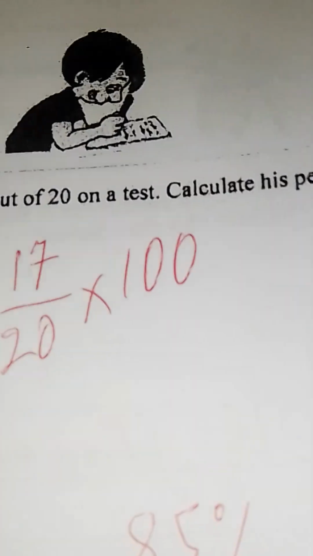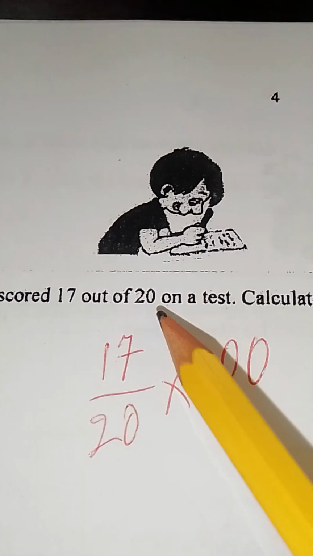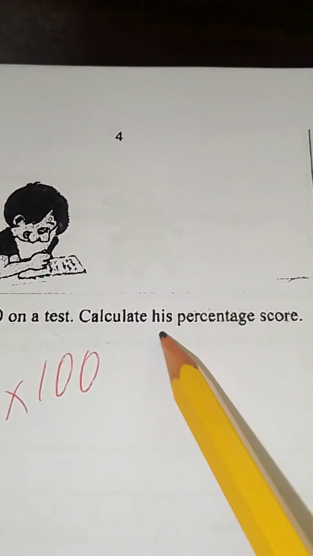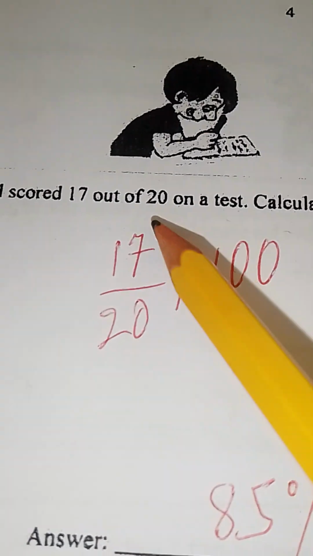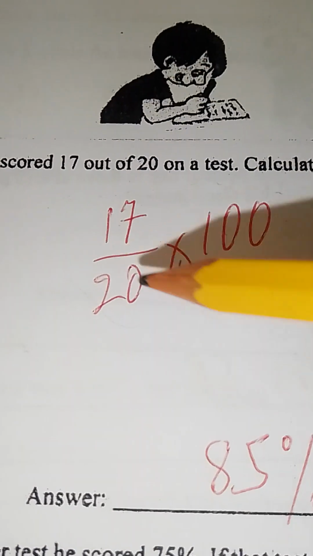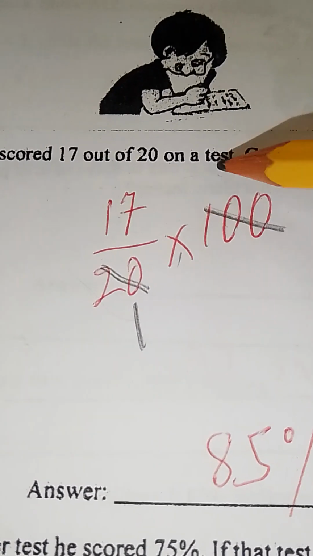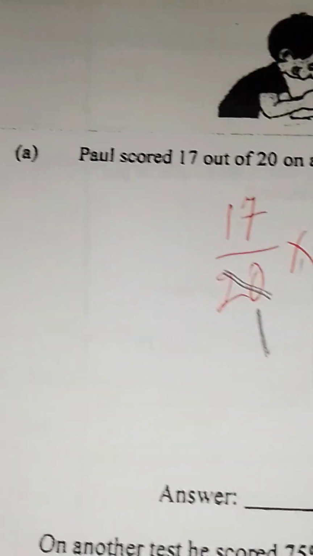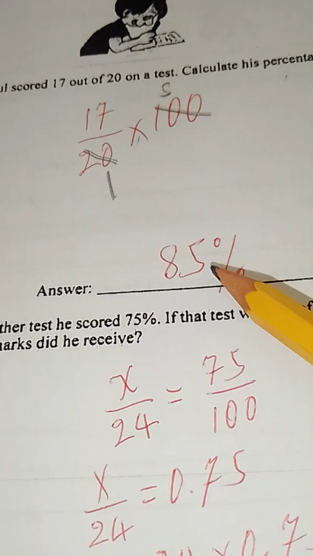All right. Number 10. Paul scored 17 out of 20 points on a test. Calculate his percentage score. Now, to change a fraction to a percent, you simply multiply by 100. So 20 in 100 goes 5 times. Doing the arithmetic, 17 times 5 gives me 85, okay?